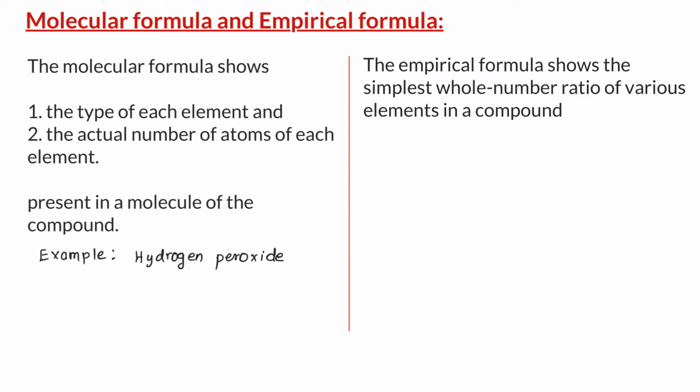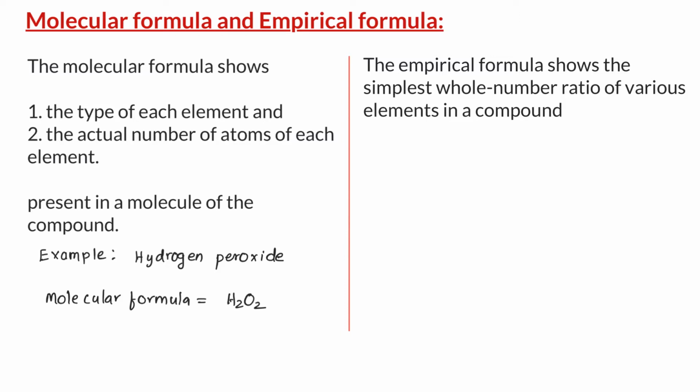Example 1. Hydrogen peroxide. The molecular formula of hydrogen peroxide is H2O2. The molecular formula tells us that hydrogen peroxide has two different types of atoms, that is, hydrogens and oxygens. In addition, it also tells us that there are two hydrogens and two oxygens in a hydrogen peroxide molecule.